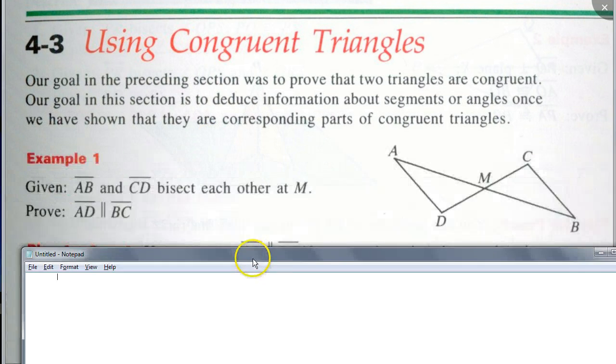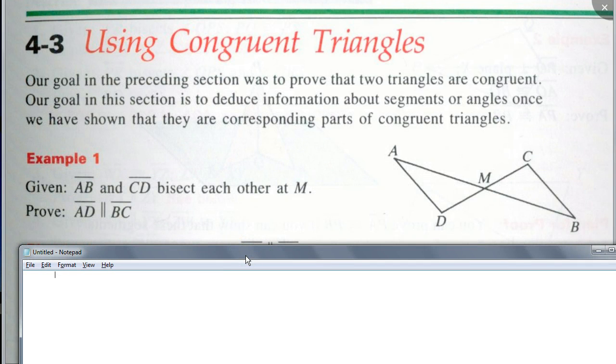Okay, what we mean by that is this. You have this picture, you don't have to draw this. Okay, just let's take a look at it. It says, given that AB and CD bisect each other at M. First of all, what does that mean? What do they mean that AB and CD bisect each other at M? Kevin? Cut each other in half. Yeah, cut each other in half.